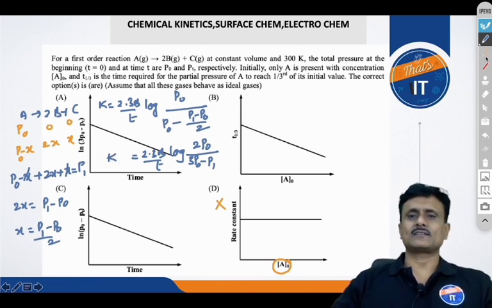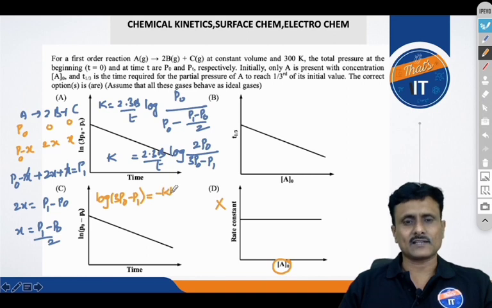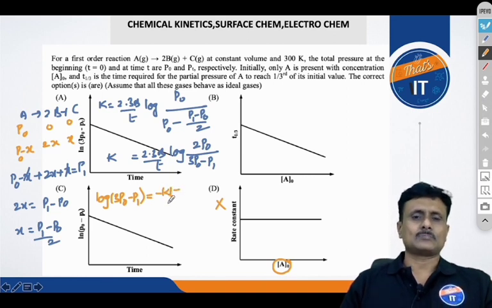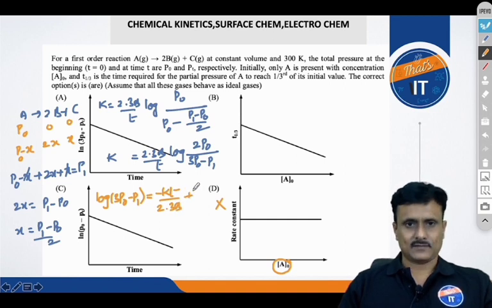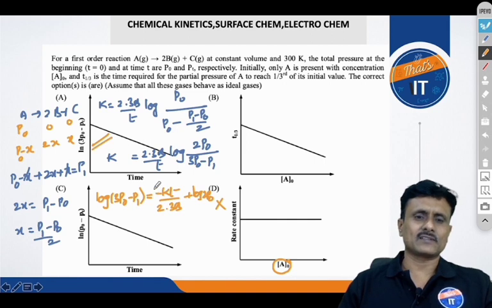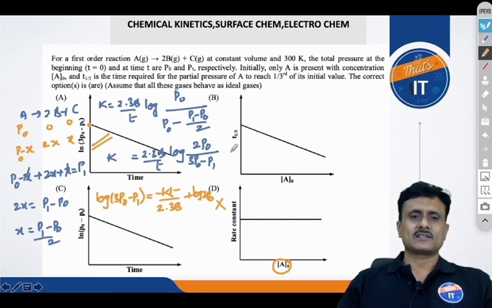So you get it as log of (3P naught minus P1) equal to minus kt by 2.303 plus log of 2P naught. So this correlates with option A. You can see negative slope and positive intercept. And let's check this, t 1/3, this is wrong, so this is also wrong.